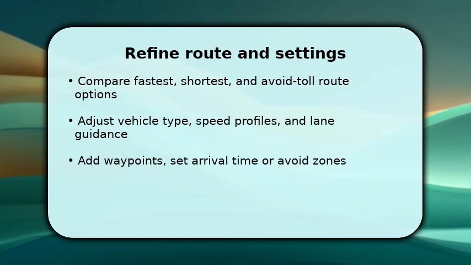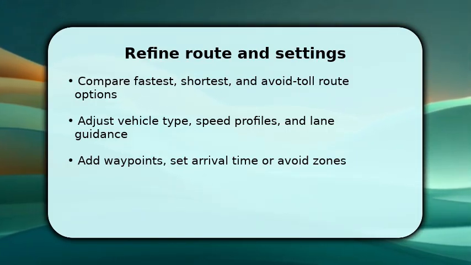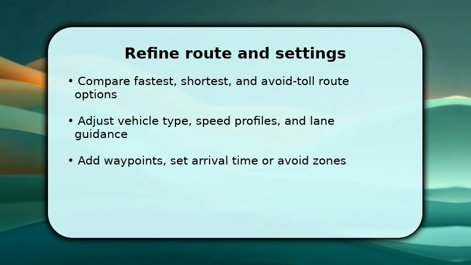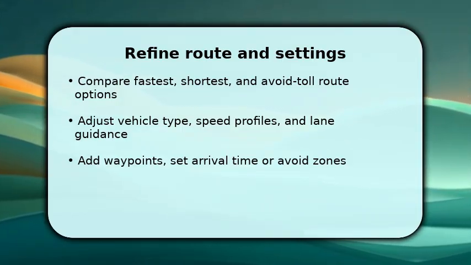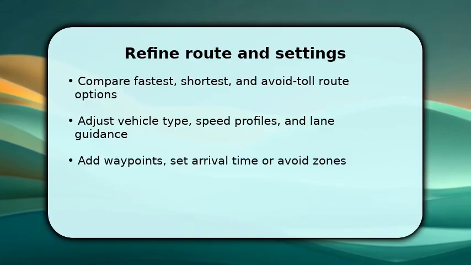Now refine how iGo guides you. Compare available routes and pick one based on time, distance, or toll avoidance. Choose fastest for speed, shortest to save distance. Adjust vehicle type and speed profiles so time estimates match reality.